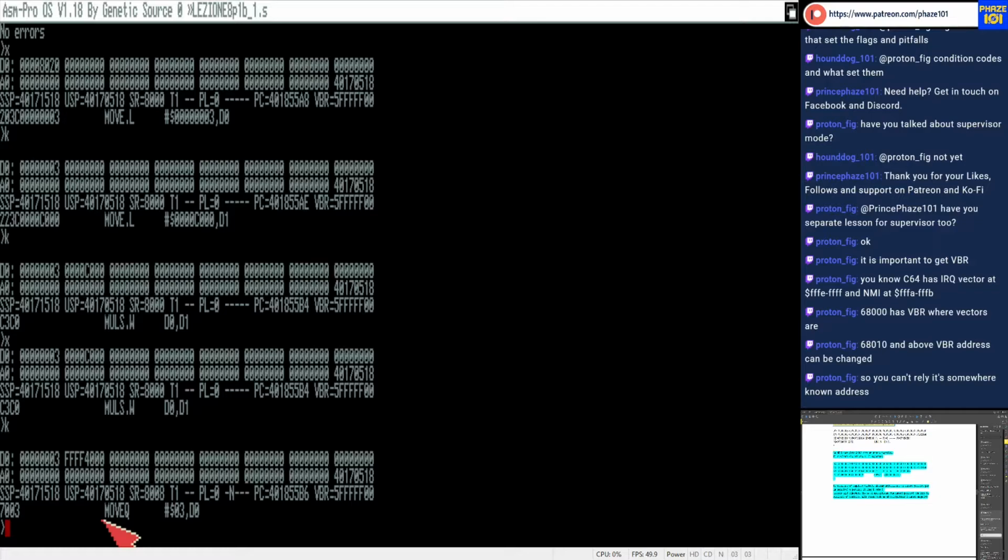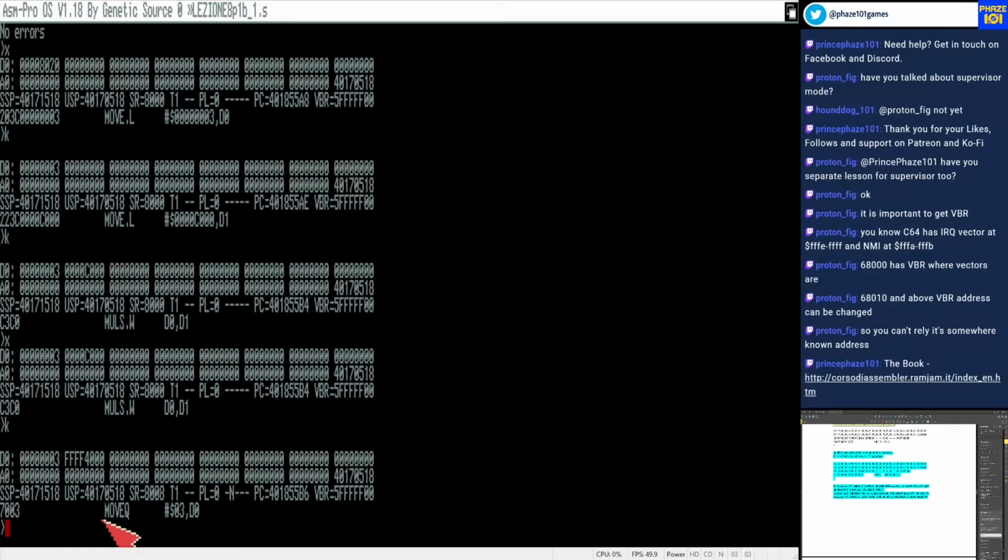What matters is that you understand the principle that we multiplied two words which were signed, and the result was a long word with a signed number. That's the thing that you need to understand. And the negative flag was set to indicate that we have a negative result.